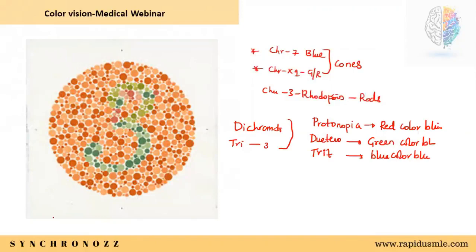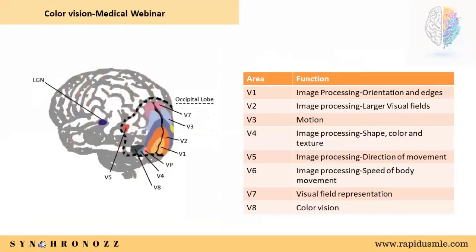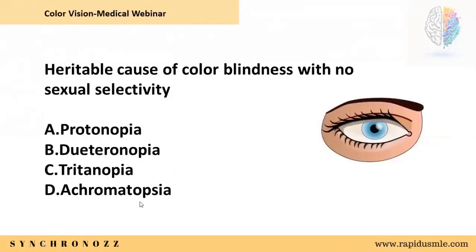Among the three, there is a question you need to answer. Just look at the question. My question is: heritable cause of color blindness with no sexual selectivity. The options are: option A is protanopia, option B is deuteranopia, option C is tritanopia, and option D is achromatopsia. So what is your answer?